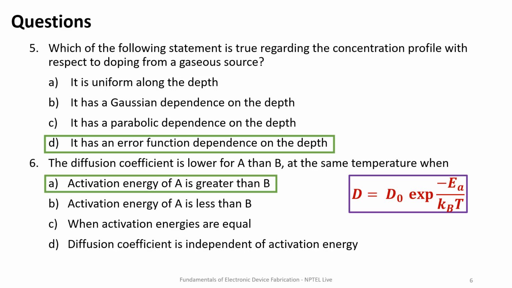So the diffusion coefficient is lower for A than B. In this equation, which is the diffusion coefficient? Please tell me. D naught. Yeah. So if the diffusion coefficient of A is lower than B, then activation energy will have an inverse relation, right? It's exponential of minus Ea by KB into T. That is why the activation energy of A is greater than B. So is that clear?